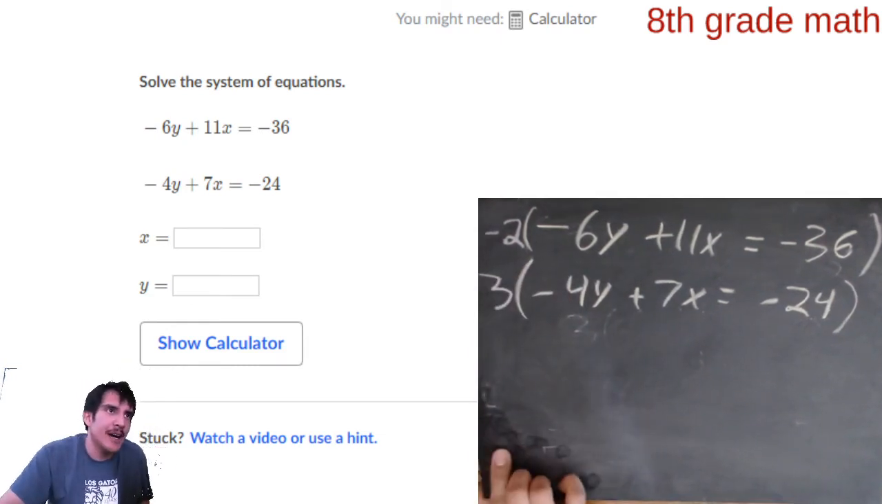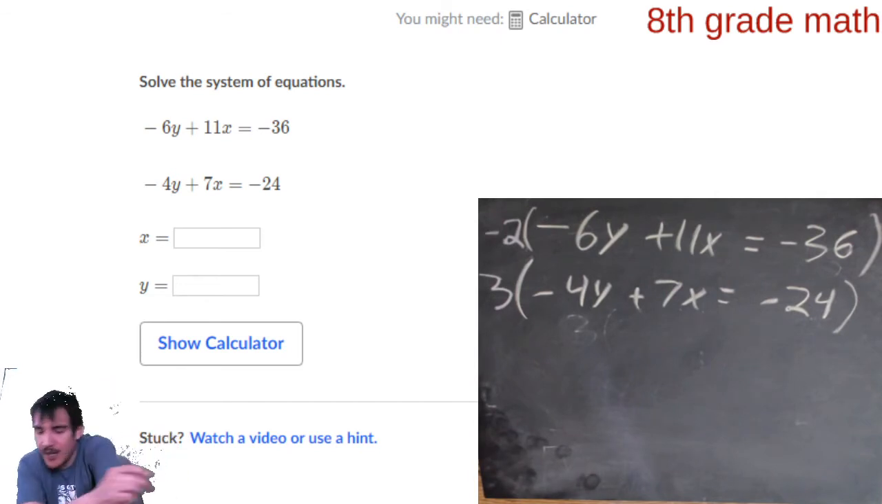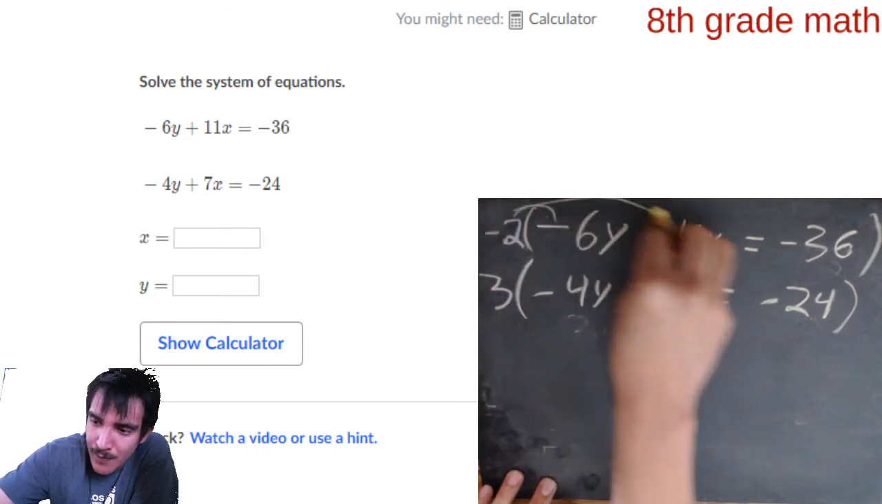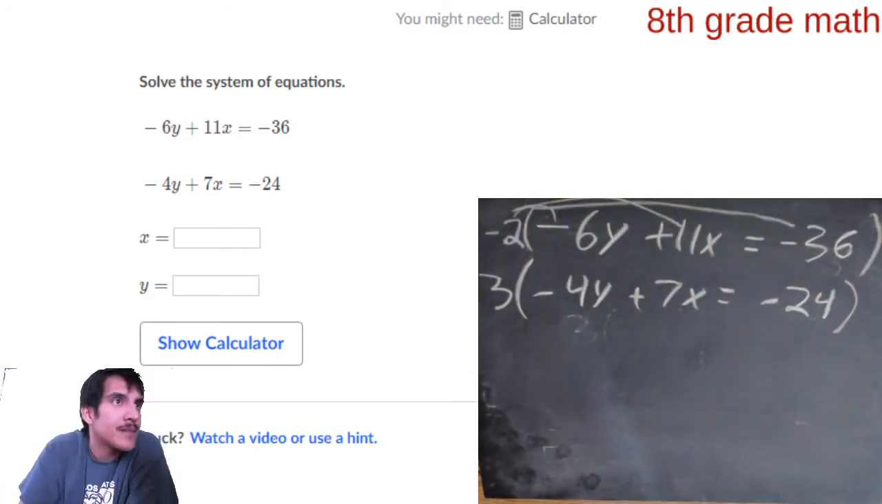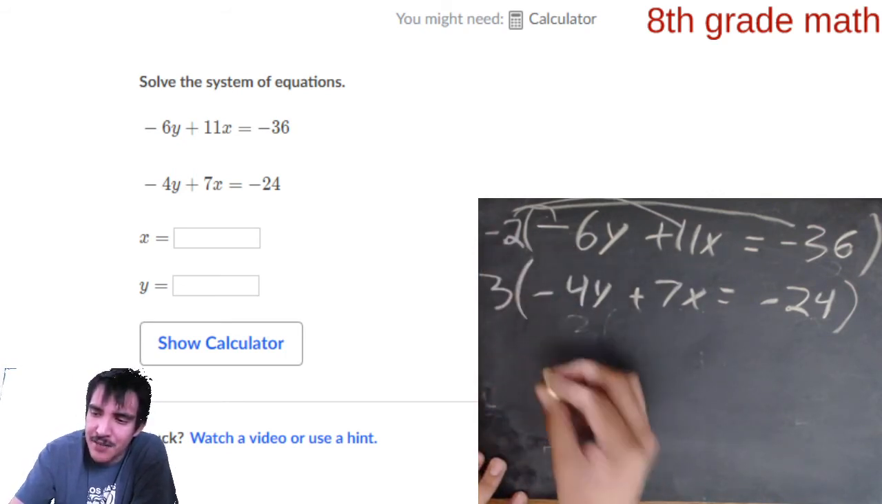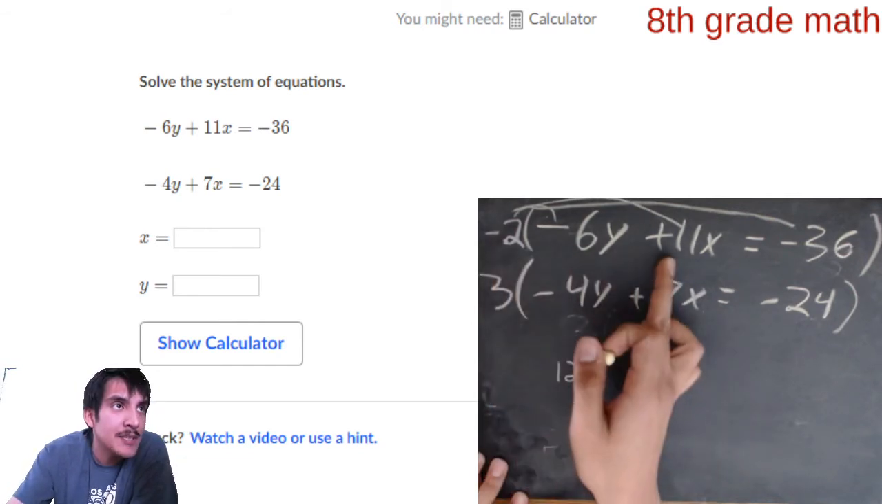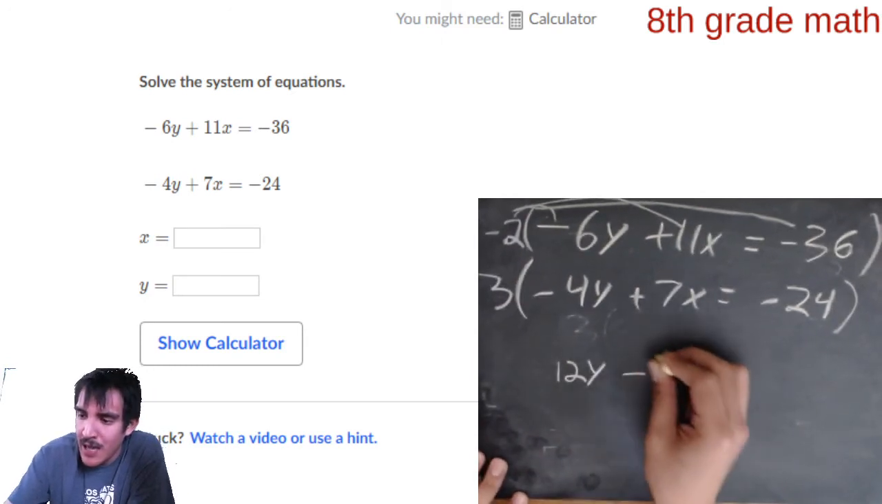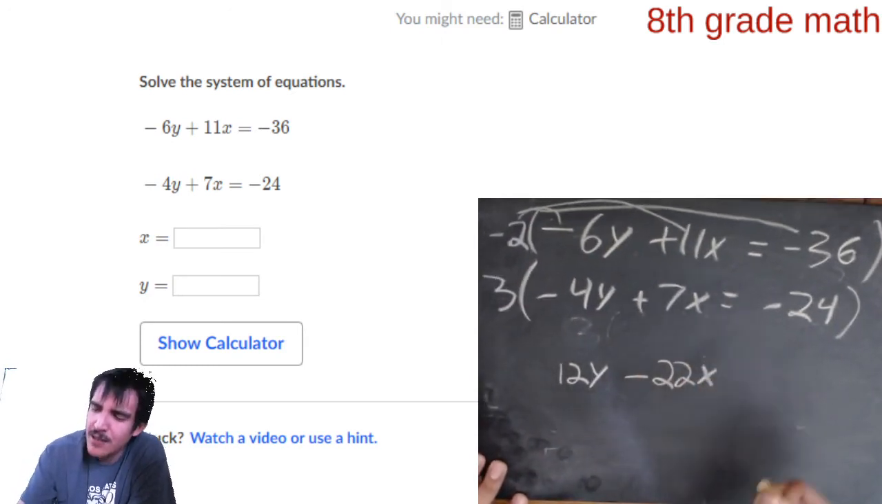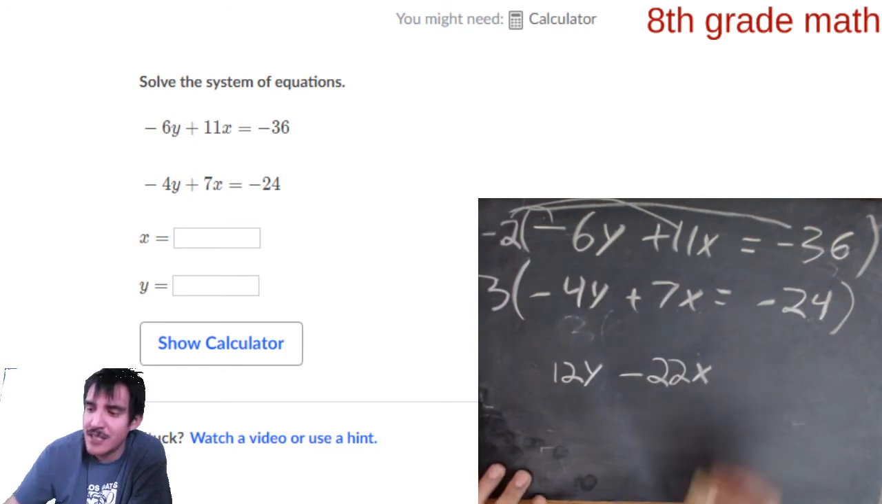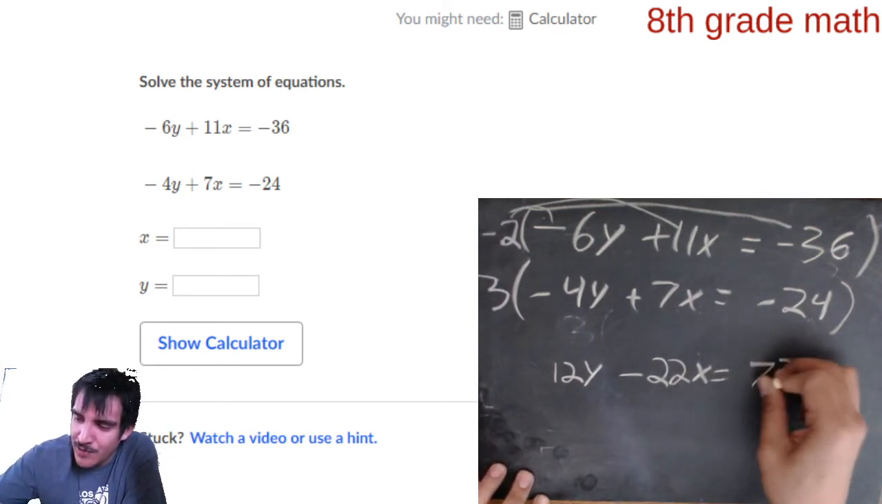So watch what we're going to do. Once we use these numbers, we are going to have opposites. Let's see how that happens. Let's use the distributive property. So multiply, multiply, multiply everything. Let's try it with the first equation. Negative 2 times negative 6y is 12y. Negative 2 times positive 11x, that's going to be negative 22x. And then negative 2 times negative 36, that's going to equal positive 72.